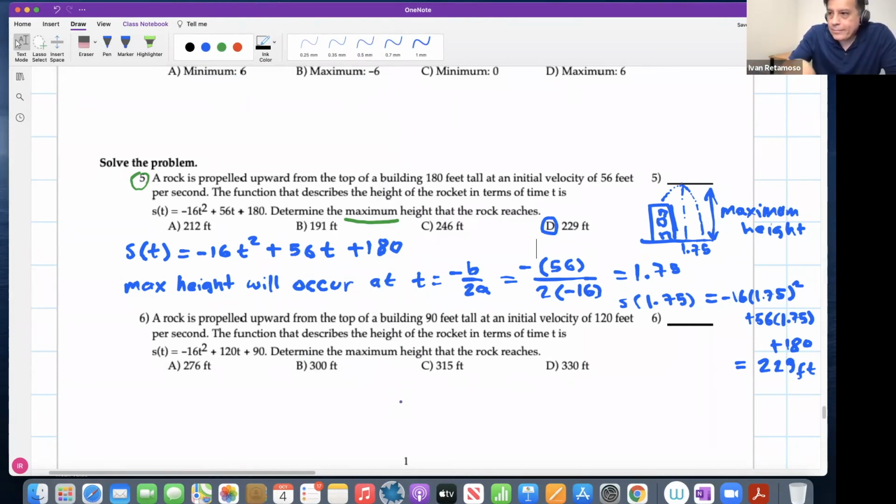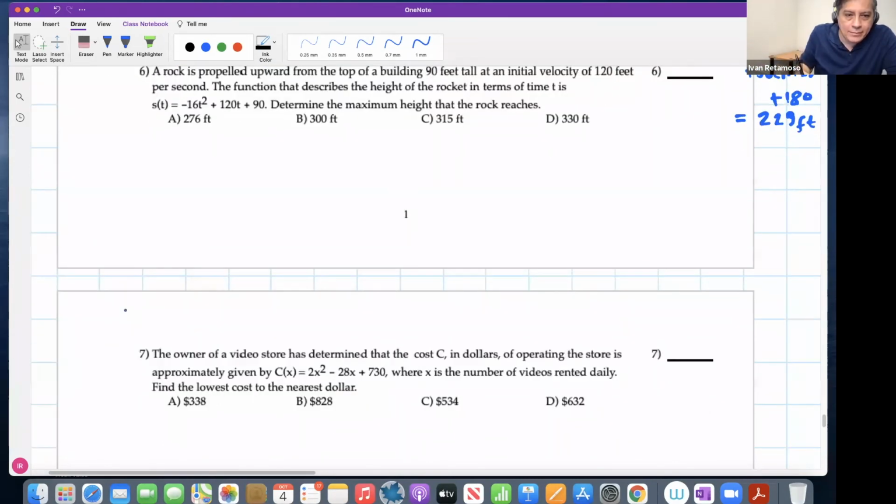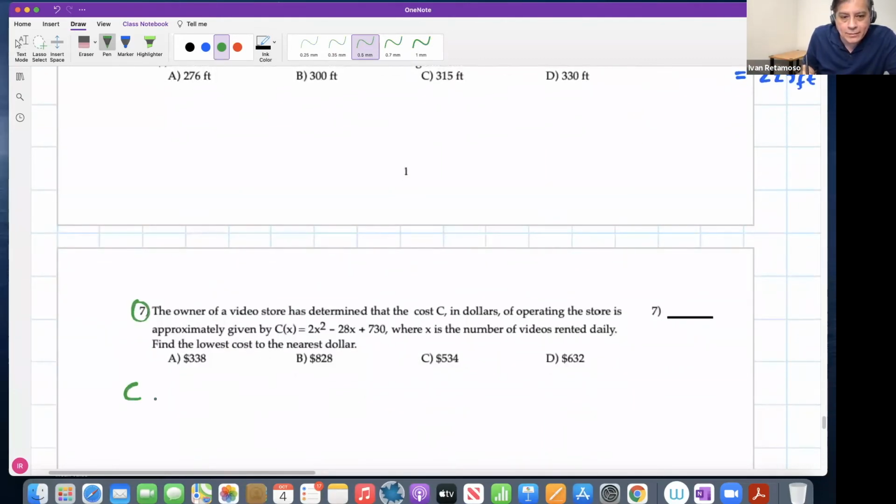Great. Now, can you try number 7? Give it a shot here. If you get stuck, I will help you out. This says the owner of a video store has determined that the cost C in dollars of operating the store is approximately given by this cost function, right? 2x squared minus 28x plus 730, where x is the number of videos rented daily.